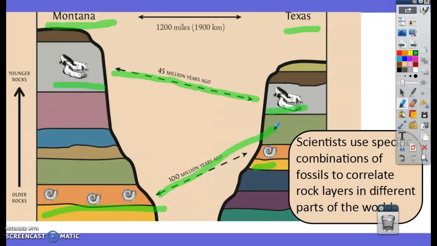Now, here's a problem though. What if a scientist found seashells all over both of these rocks? Let's imagine that there were these little swirly seashells all over the rocks. Would we be able to tell which rock layers were the same age then? No, right? So we have to pick specific fossils. We can't pick a fossil that's found in lots of different rock layers. We have to find a fossil that's only found in one rock layer, okay? And these have a special name. They are called index fossils.